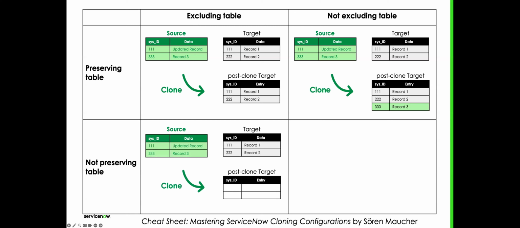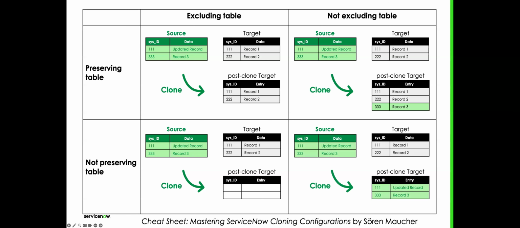And the third scenario is fairly simple. If you're not preserving but excluding, the result will be an empty but usable table. So it'll be just copying over the schema for that table during your clone. And the last example, not preserving and not excluding, you're copying over everything from source. So the source data will replace anything that is on your target instance.